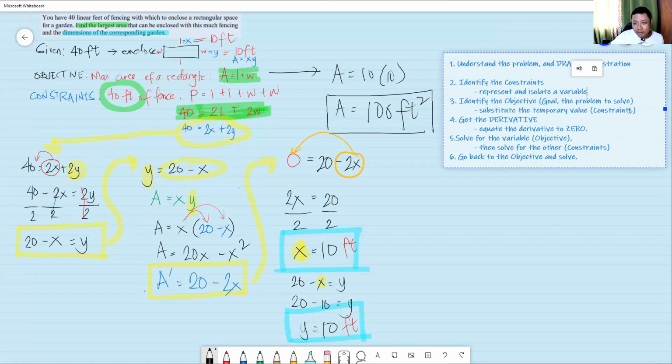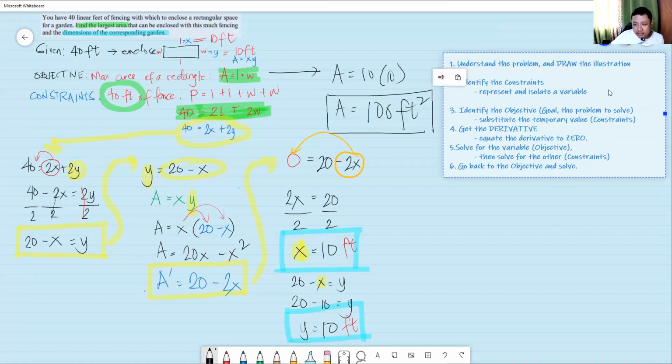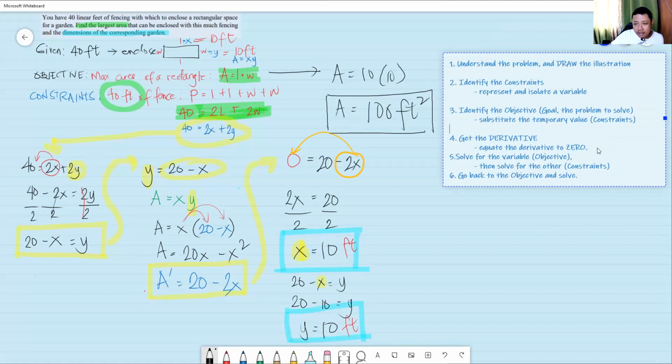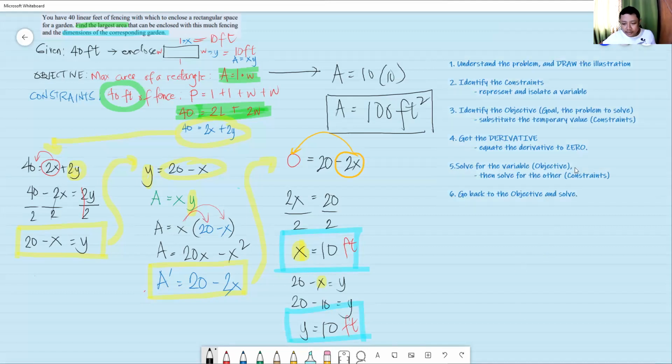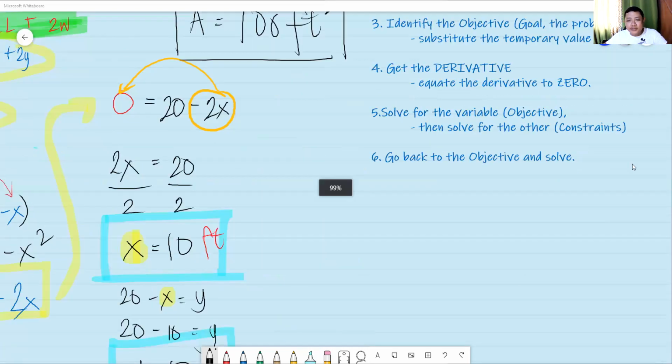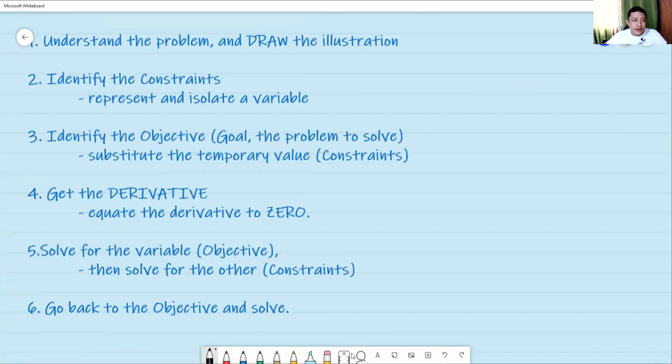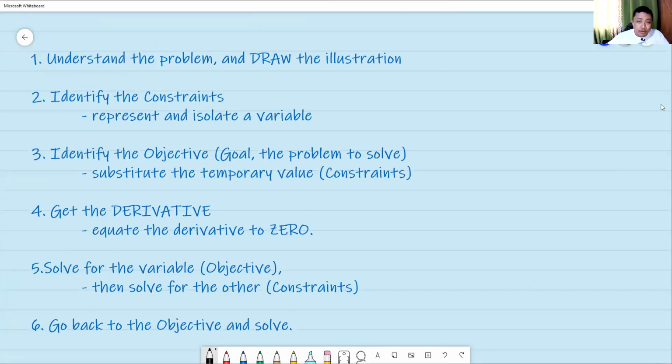Okay? I want you to take a screenshot of this so that you will be guided as you do the process. Okay, let me see. Okay, it's okay. Now, kindly take a screenshot of these steps. Of course, you have to understand the problem and draw the illustration. You need to draw it.